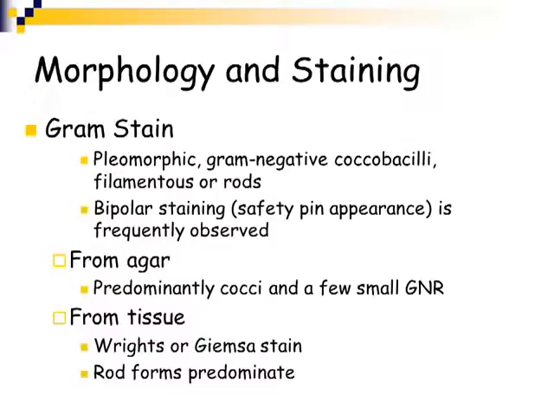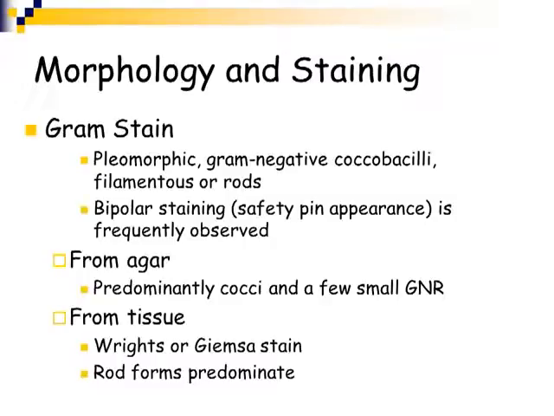And under gram stain, Pasteurella is a pleomorphic gram-negative coccobacilli that can also be somewhat filamentous. It can be a rod, like a normal-sized rod. It tends to show some bipolar staining, so it stains darker at the ends than it does in the middle, which tends to make it look like a safety pin. On agar, usually you're going to get more of a coccobacillus that you see under the microscope.